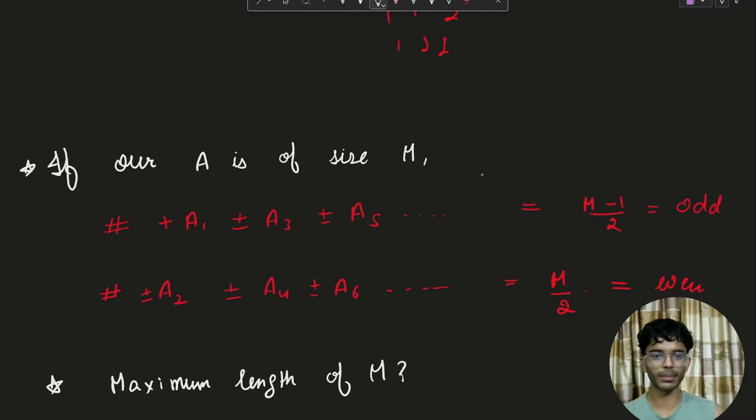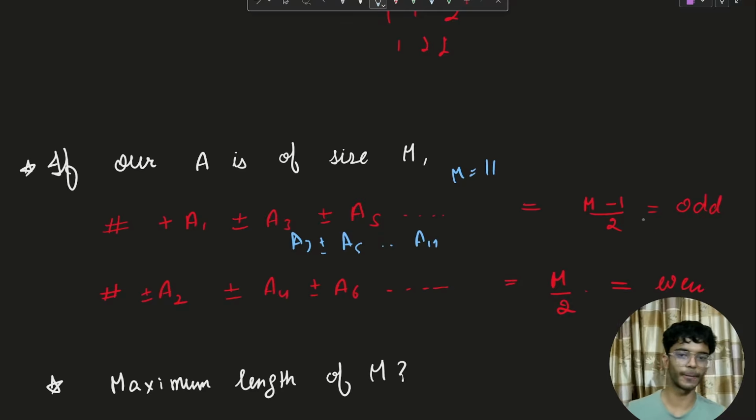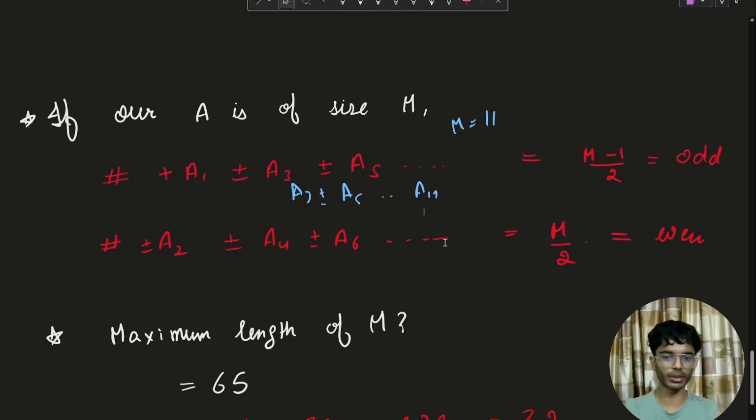Why? Let's just take an example. Let's say m is equal to 11. Then A3 plus or minus A5, dot dot dot, A11 would give the number of elements, which is 11 minus 1 by 2, that is 5. Similarly, for the even case, it's going to be m by 2, and you can figure this out by yourself.